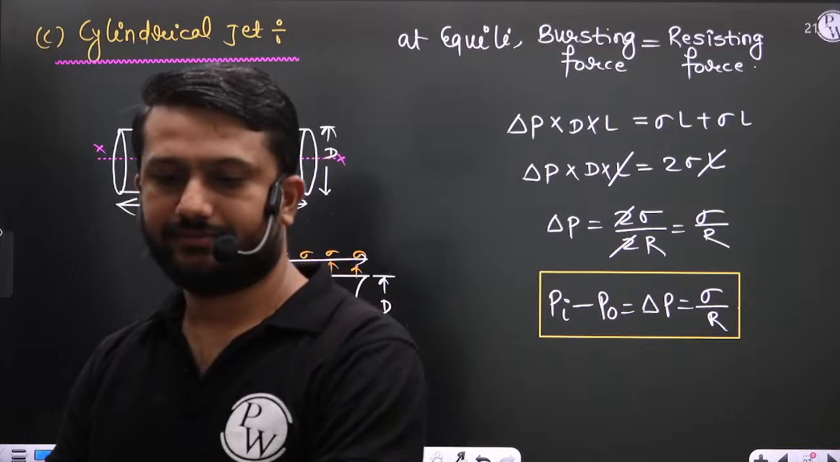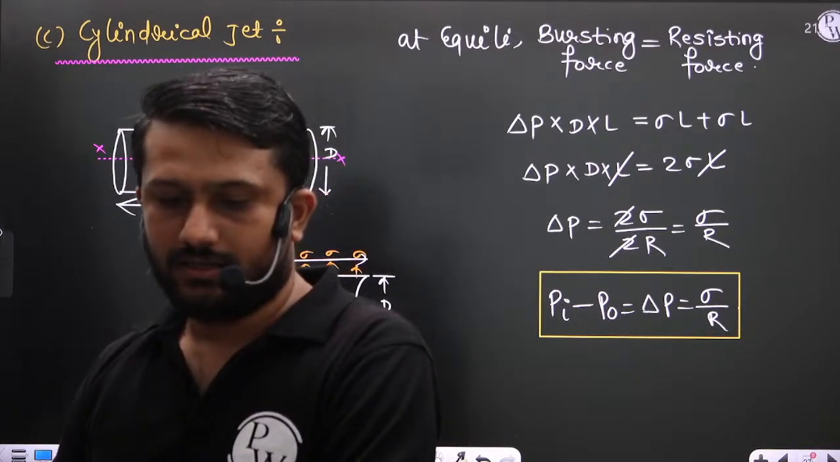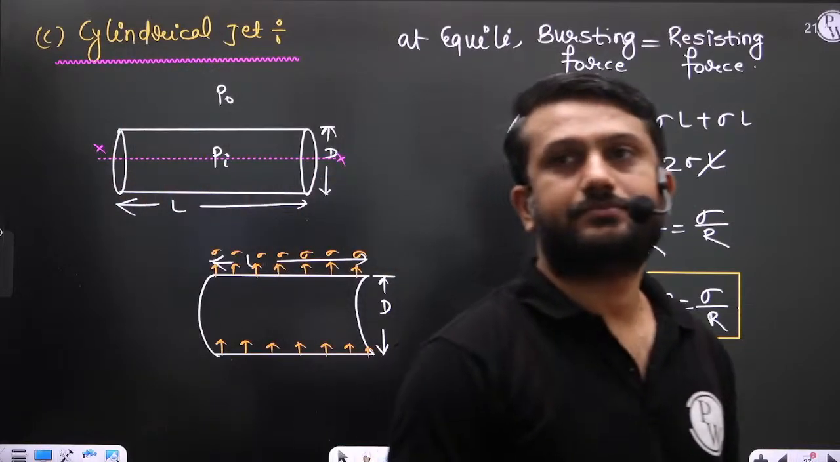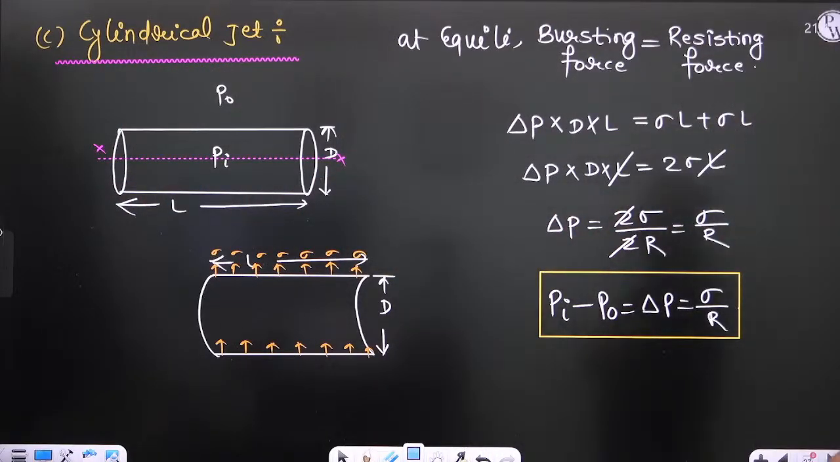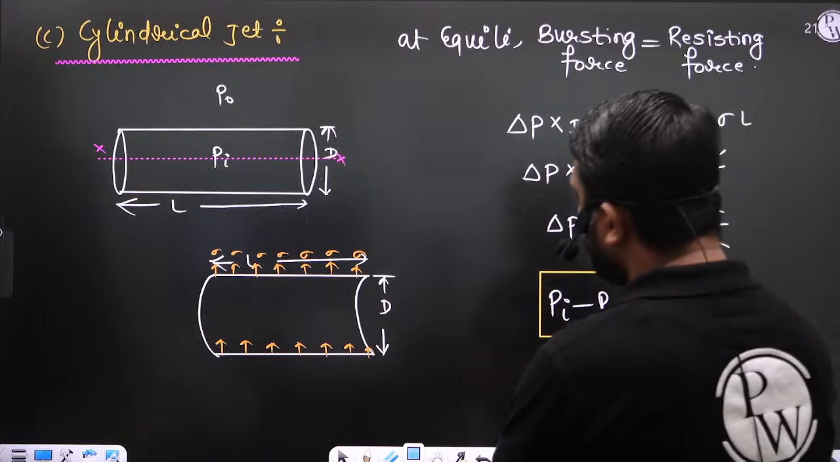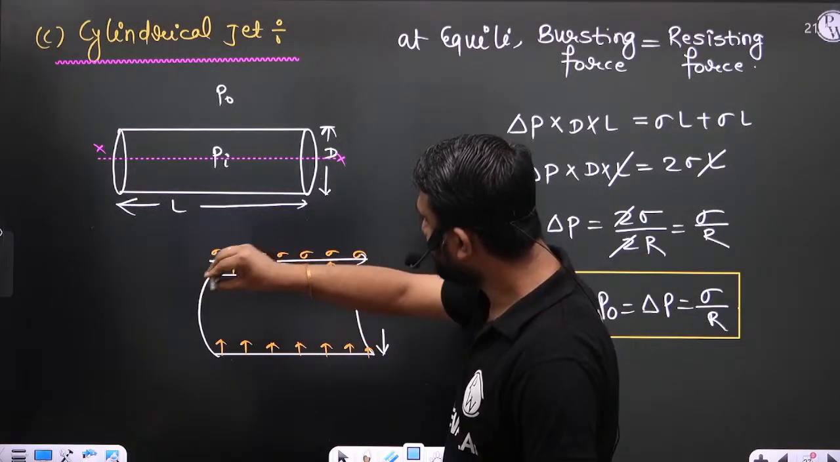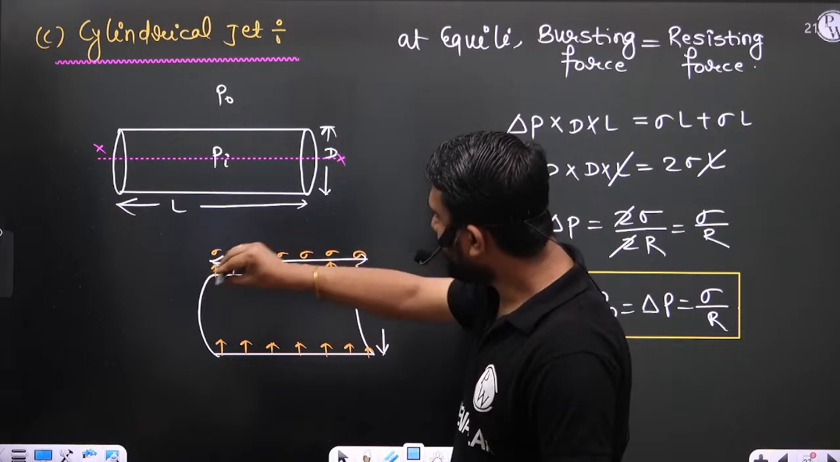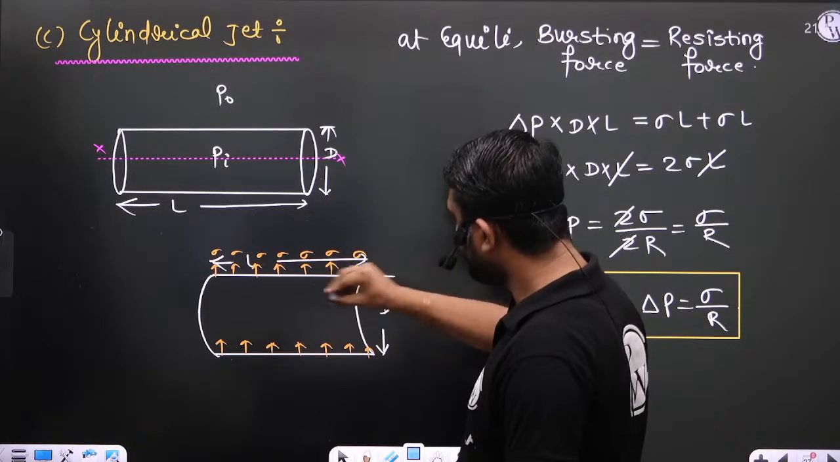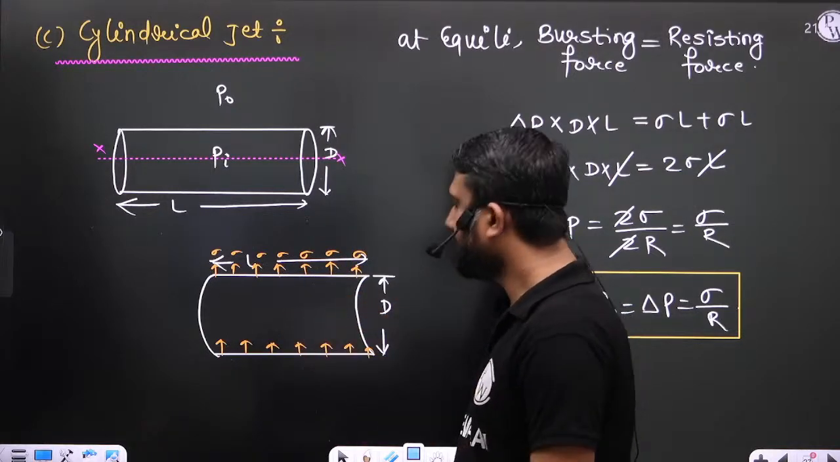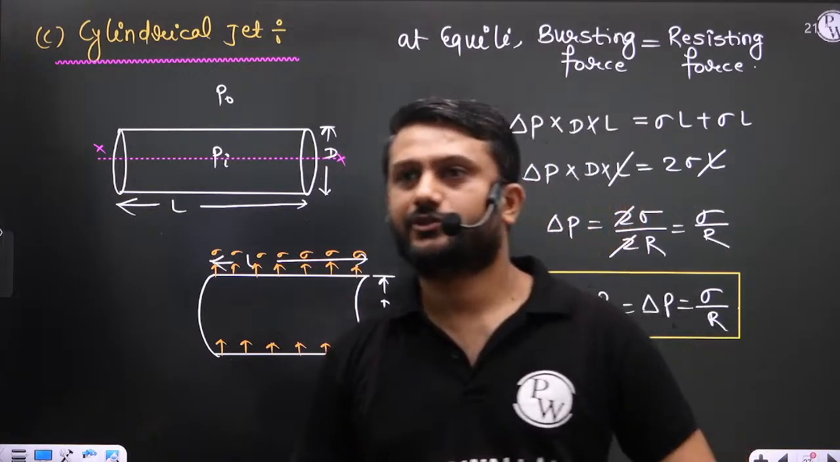Is it clear? It is acting like this, sigma is acting like this. I am showing like this, but actually it is acting perpendicular to the monitor. So sigma into L plus sigma into L, so it is 2 times sigma L.